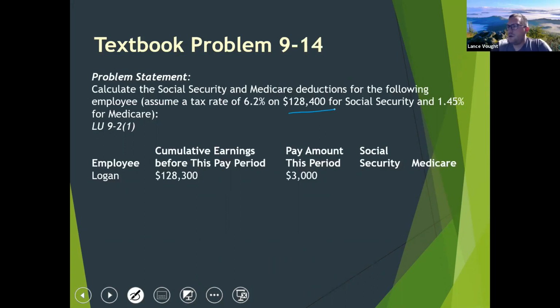Since $100 of it will go to this, and then everything after that is exempt, based on this example he's really only going to pay $6.20 in Social Security, and then Medicare is just 1.45% times the 3,000, which is going to give him, I think it's going to be $43.50, but it is $43.50.